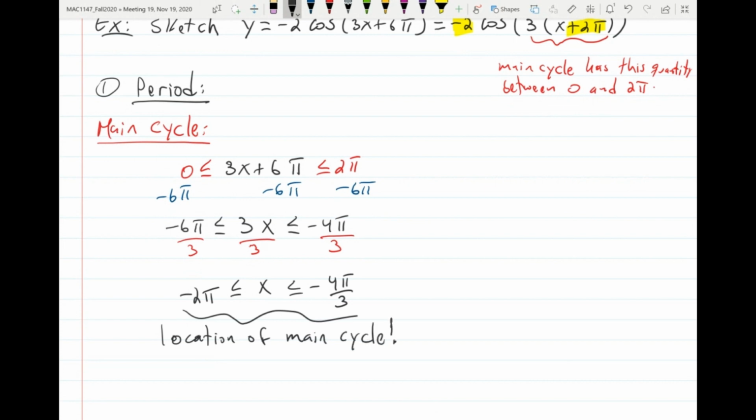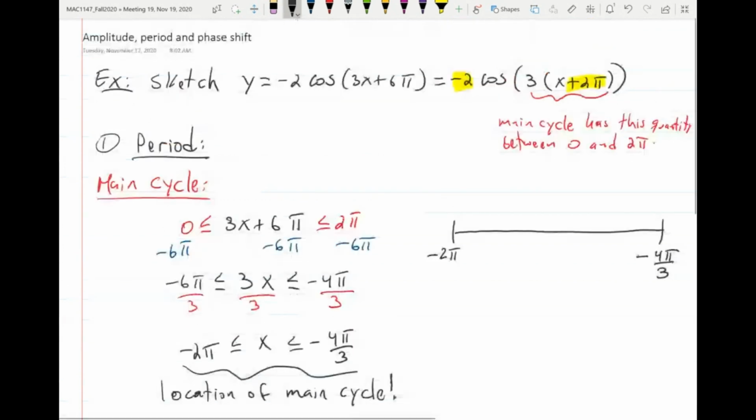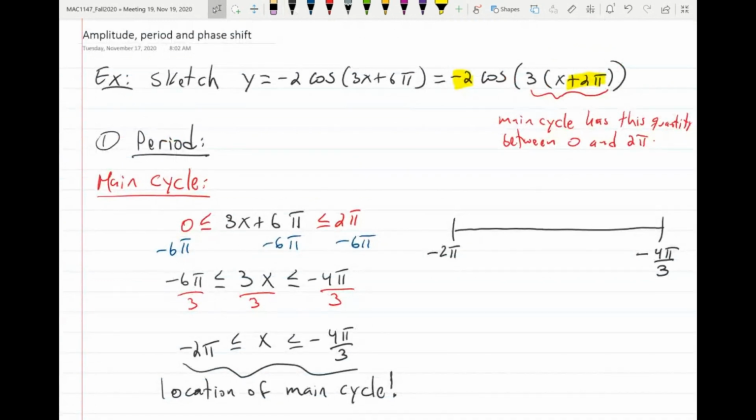Okay, so what I recommend you to do is the following. After you figure out the location, then we're going to draw here a picture of the main cycle. So I'm not drawing my x and y yet, but I'm going to draw my main cycle. I know that it begins at negative 2 pi, and now we're going to see why that makes sense. And then it's going to finish at negative 4 pi over 3. So remember that after we do all of those transformations, we need to do a horizontal compression, then that plus 6 pi means that you need to go to the left 2 pi units.